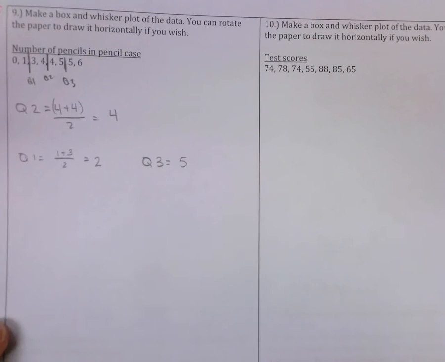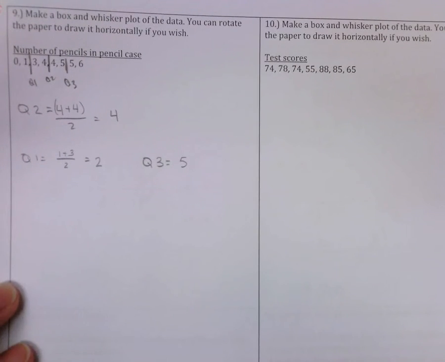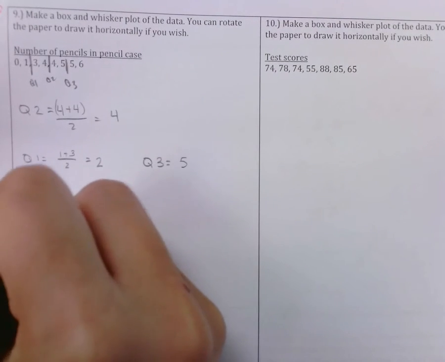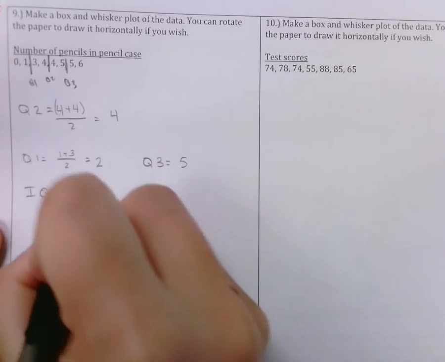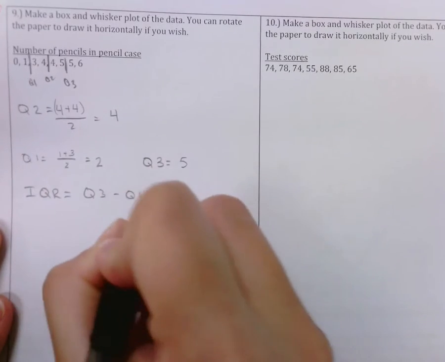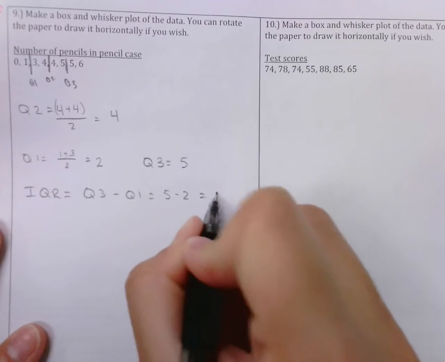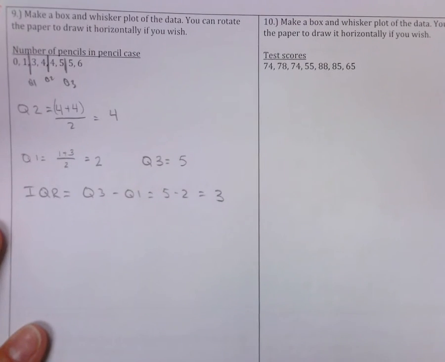Then you're going to do some quick outlier calculations. In order to determine if there's outliers, you need the interquartile range. That can be found by taking Q3 and subtracting Q1. So if Q3 is 5 and Q1 is 2, the interquartile range is 3.